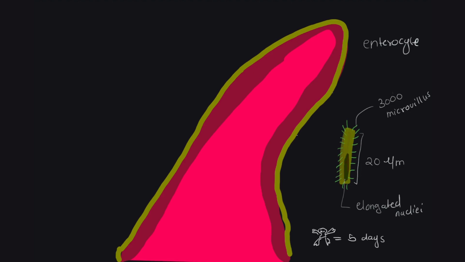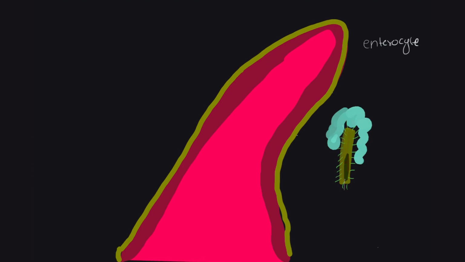The lifespan of a typical enterocyte is about 5 days, after which it is renewed by the basal stem cells. The enterocyte is responsible for secreting a thick glycoprotein coat around itself, and the upper layer of this glycoprotein coat is covered in mucus.